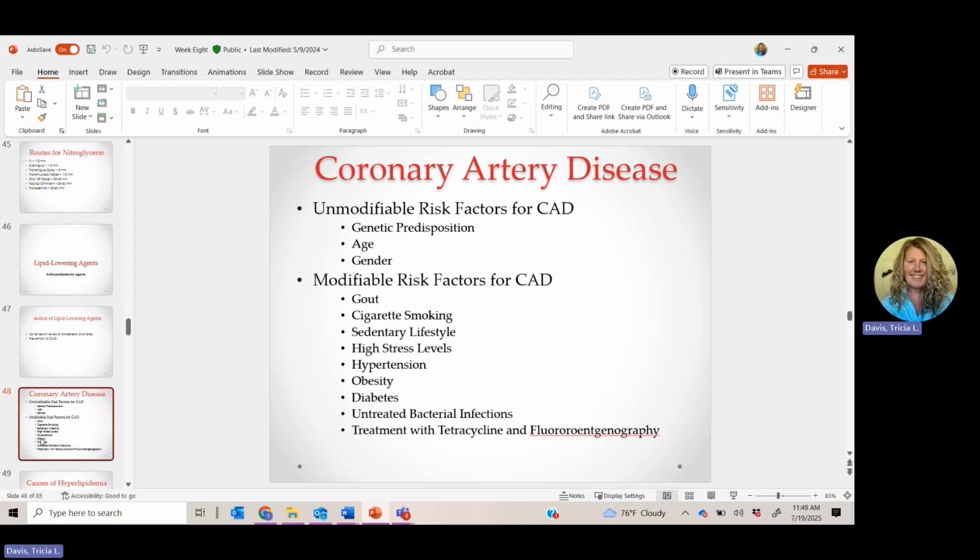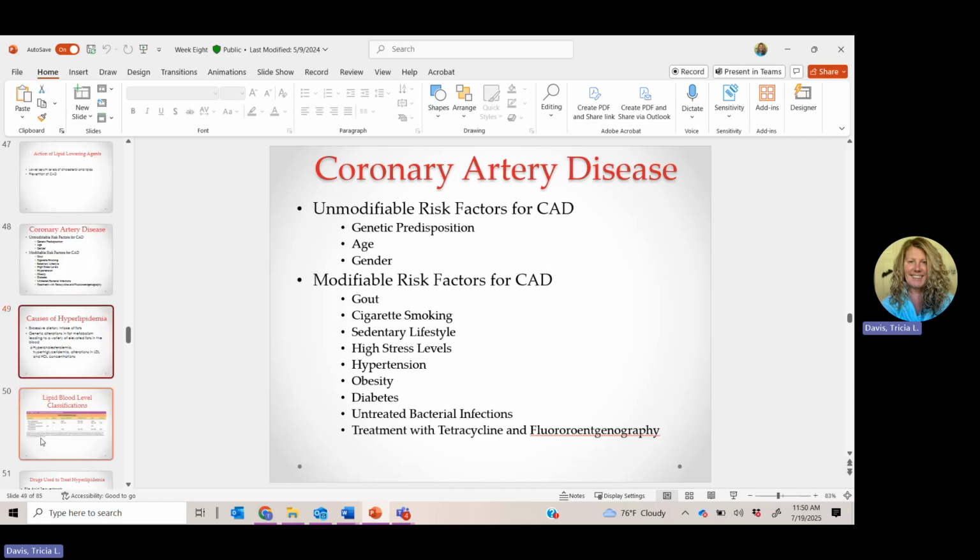Can't change those. Modifiable risks: the development of gout, cigarette smoking, sedentary activity, high stress levels, hypertension, being overweight, diabetes, having bacterial infections that are untreated, and taking tetracycline for long periods of time can cause this as well.